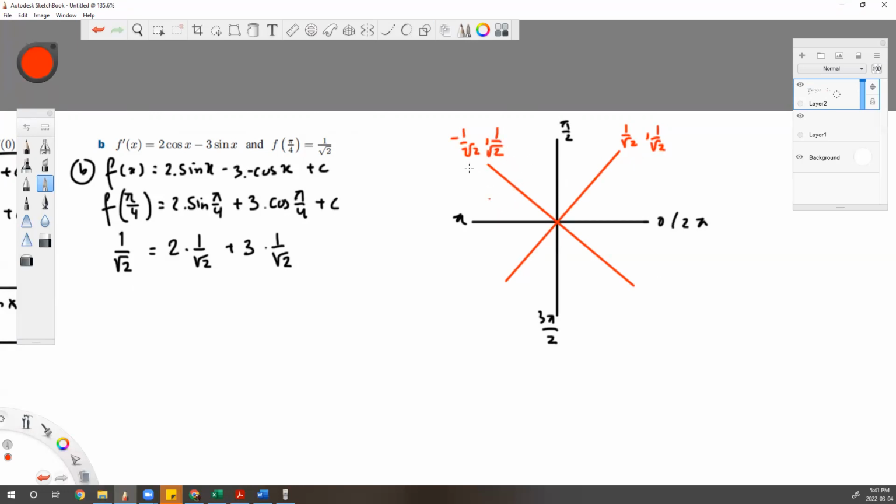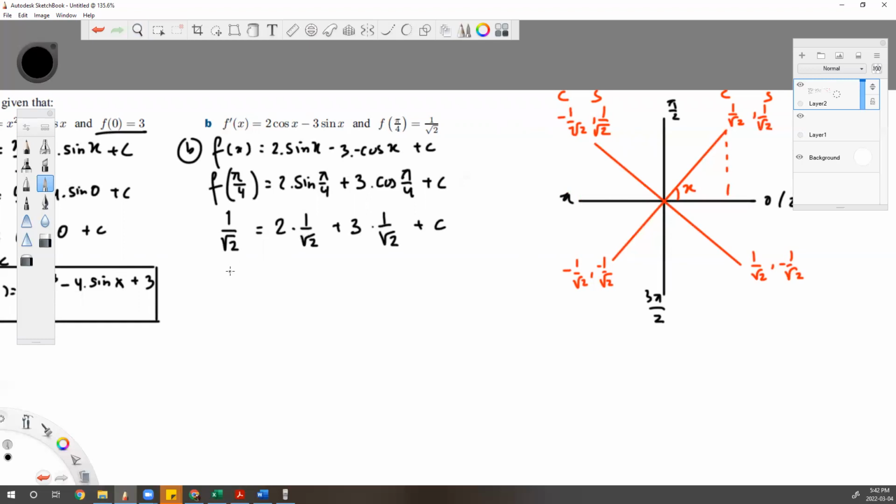x is positive, x is negative, y is positive. This is cos, this is sine, this is cos, this is sine. Remember the rule? I also try to memorize this. Okay, this also negative 1 over square root 2, negative 1 over square root 2, because it is all to the left and going down, and x is positive 1 over square root 2 and negative 1 over square root 2. Okay, done. Plus c.